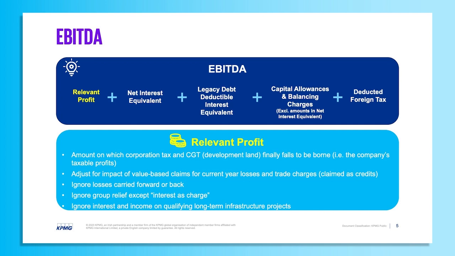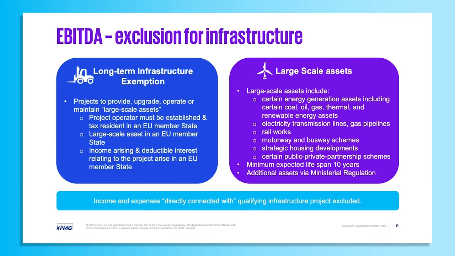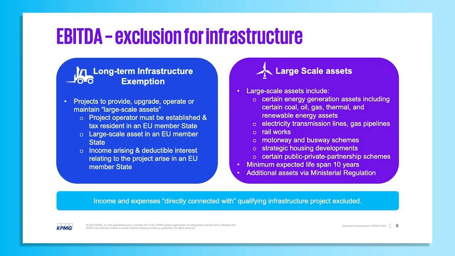There is an important exception that you exclude from EBITDA, and that's in respect of interest on income on qualifying long-term infrastructure projects. Long-term infrastructure projects are ones that are based in the EU with an EU operator and which fall into one of a number of designated categories that are set out in the legislation. Generally, they include things such as energy generation, such as coal, oil, gas, thermal and renewable energy generation, certain transmission networks, rail works, motorways, and certain strategic housing developments.